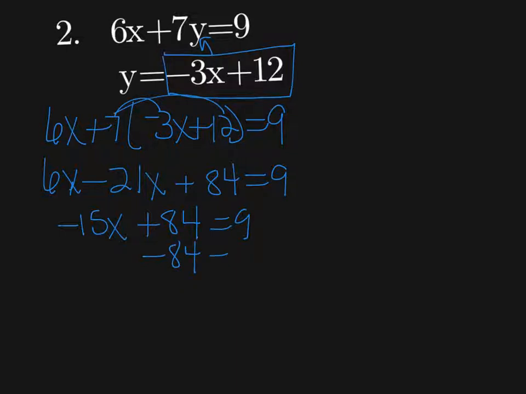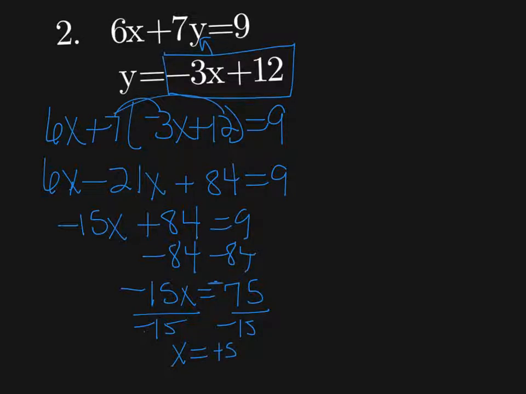Subtract 84. Okay, and then that gives me negative 75. So x equals, divided by negative 15, so that would be negative 5. Oops, sorry, positive 5, because that's a negative 75. So x equals 5.